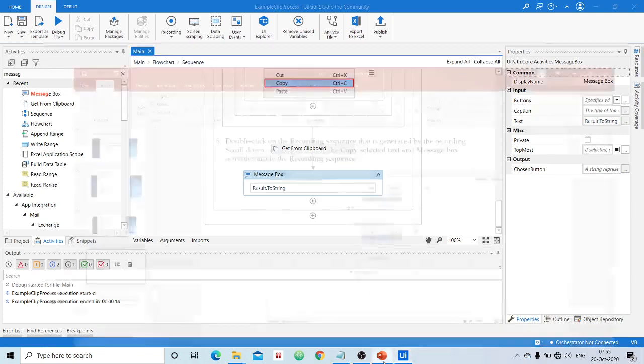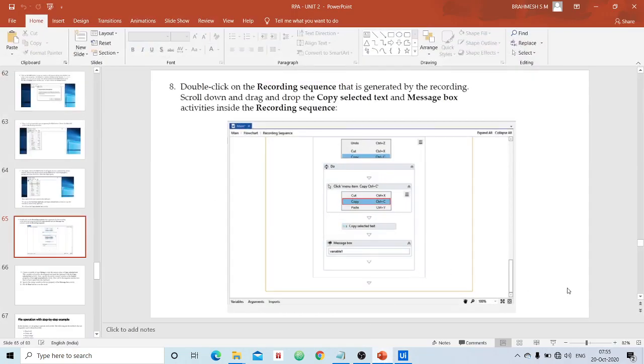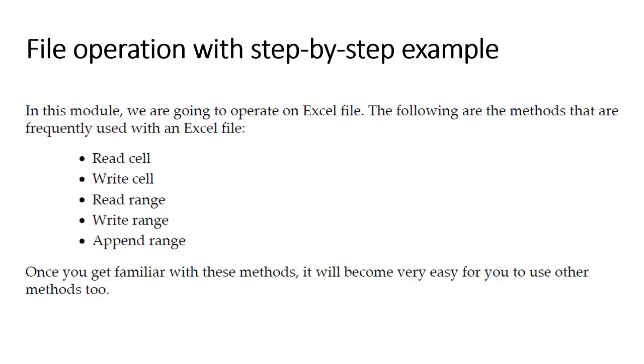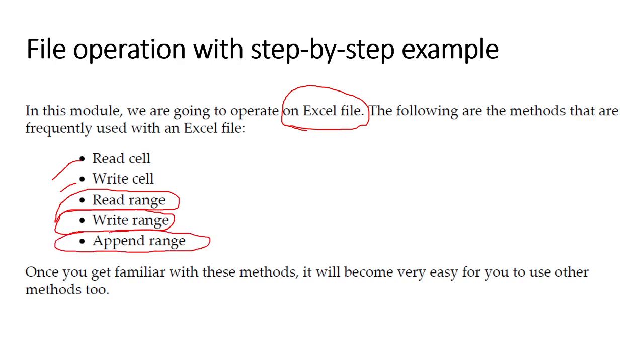With this I will continue with the last module, titled file operation with step-by-step example. The objective is that you will learn how to deal with an Excel file. Specifically, you will learn how to perform a read operation, a write operation, how to read collections of values from the Excel file, how to write collections of values to an Excel file, and how to perform an append operation.